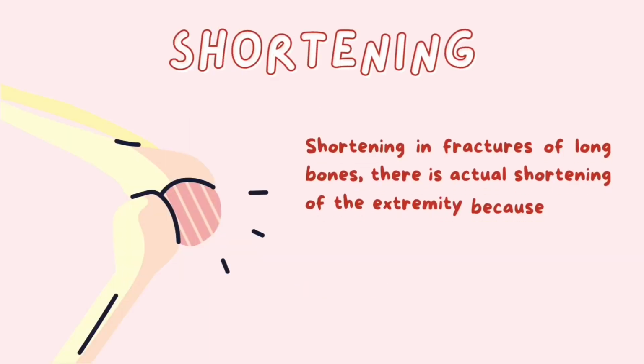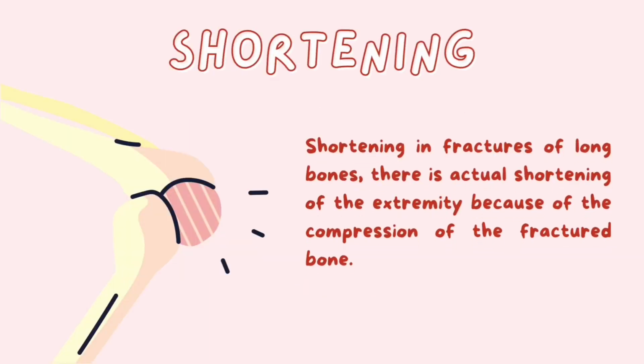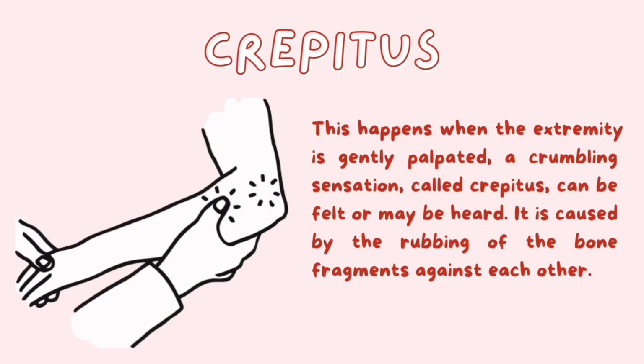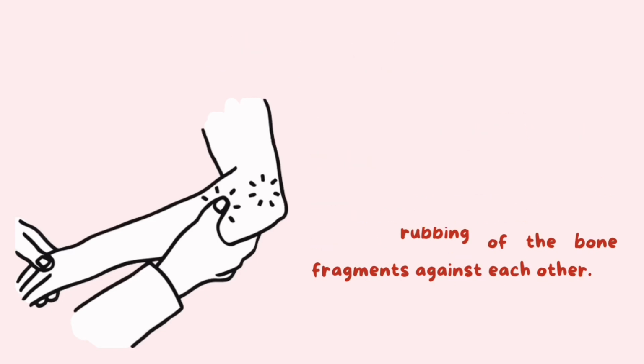Shortening. In fractures of long bones, there is actual shortening of the extremity because of the compression of the fractured bone. Sometimes, muscle spasms can cause the distal and proximal sides of the fracture to overlap, which may cause the extremity to shorten. Crepitus. Crepitus is caused by the rubbing of the bone fragments against each other. It happens when the extremity is gently palpated, wherein it can be felt or heard.